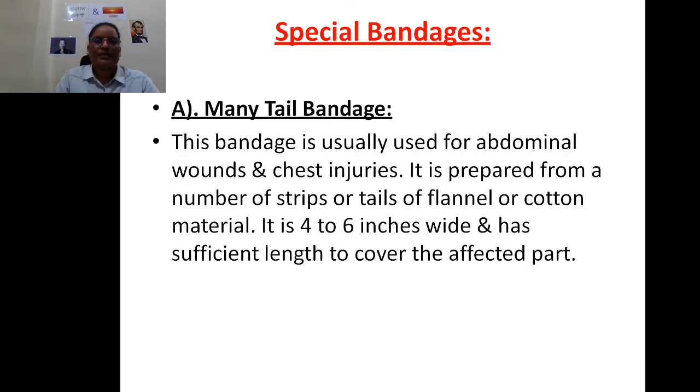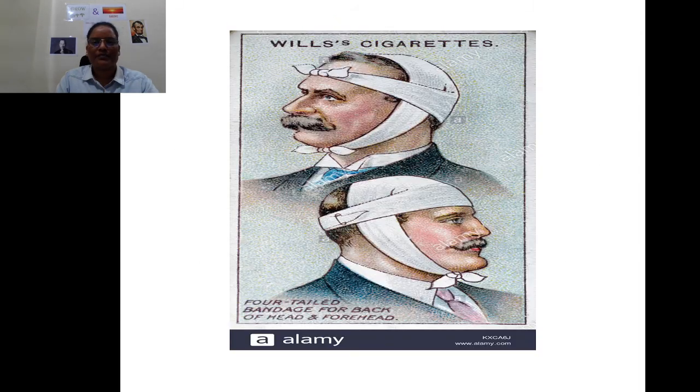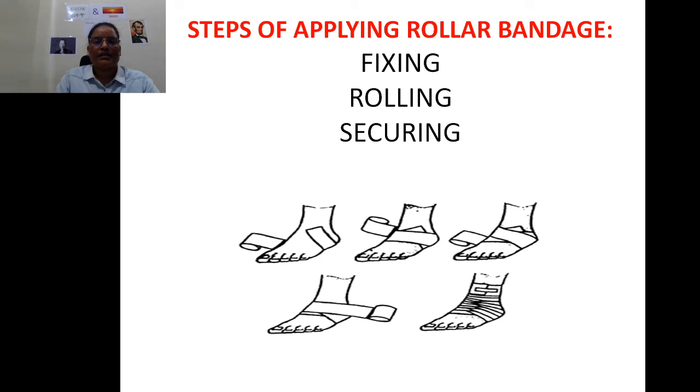Then special bandages. Many tail bandages. This bandage is usually used for abdominal wounds and chest injuries. It is prepared from a number of strips or tails of flannel or cotton material. It is 4 to 6 inches wide and has sufficient length to cover the affected part. These are the types of tail bandages.